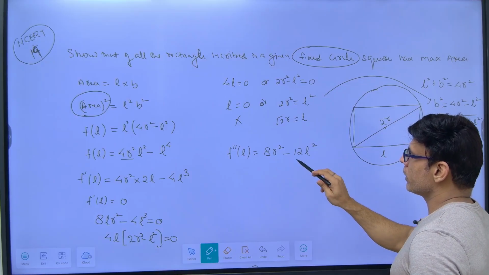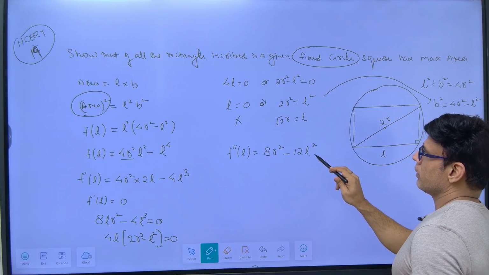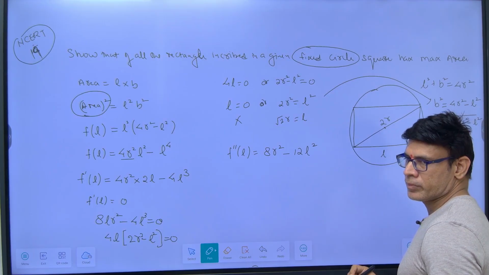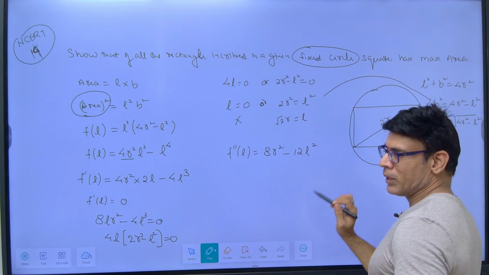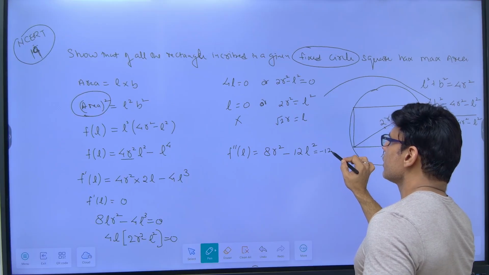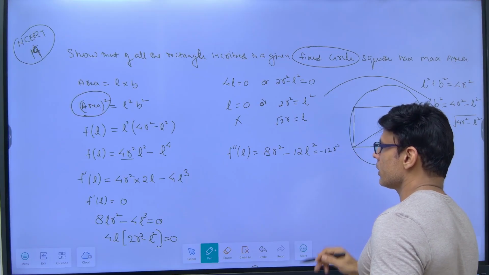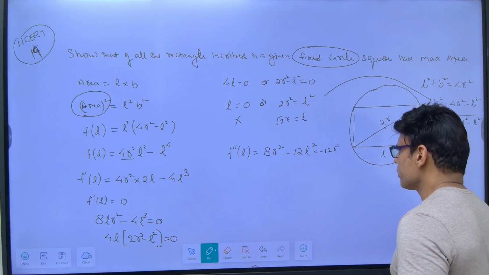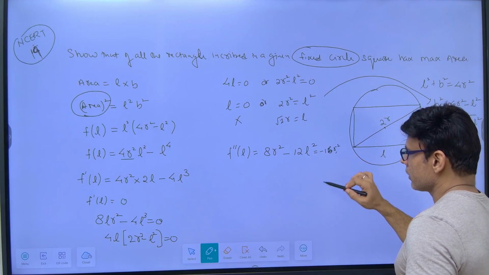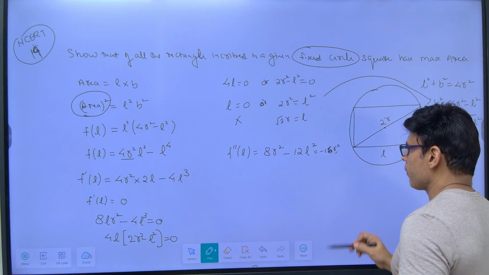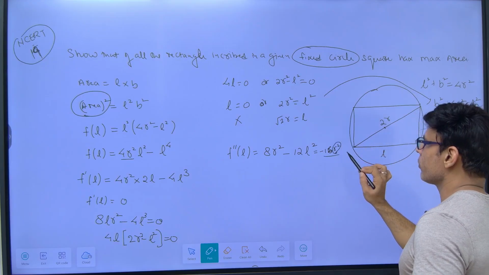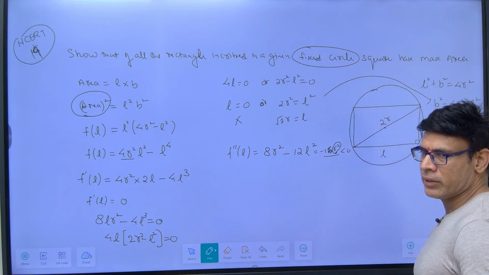So in place of L square, how much you will put? 2r square. So 8r square minus 12 in place of L square, 2r square. So 12 into 2, 24. So 8 minus 24 minus 12 r square or not? 24. 8 minus 24 is how much? Minus 16. अब r square is always positive. ये तो नेगेटिव हुआ नहीं. Overall negative हो गया. Whole thing is less than 0. Therefore, it has a maxima.